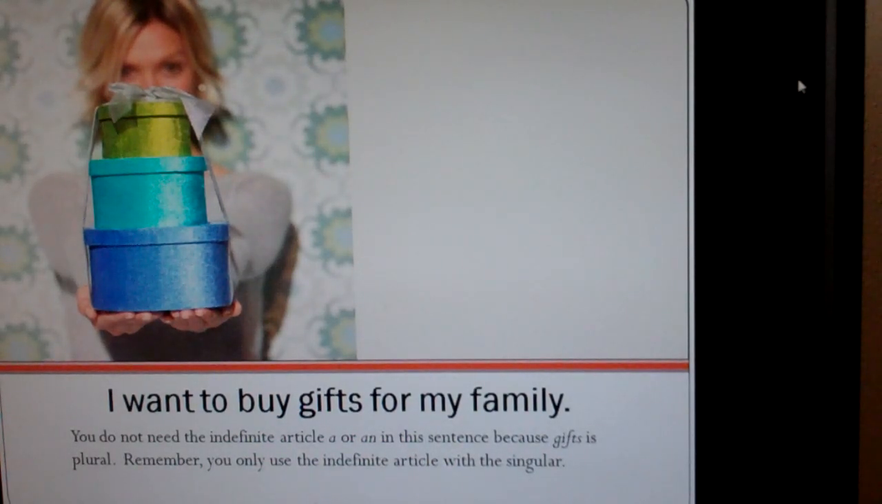I want to buy gifts for my family. You do not need the indefinite article a or an in this sentence because gifts is plural. Remember, you use the indefinite article with the singular only. So if I had said, I want to buy a gift for my sister, I would have used it. But because I was buying more than one gift, it was plural, so I could not use them.